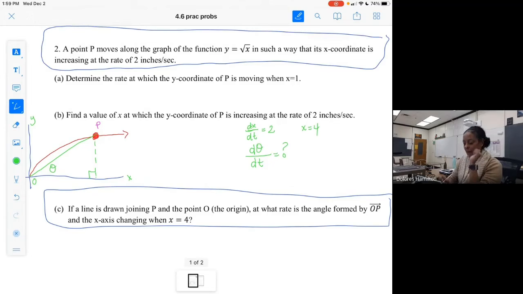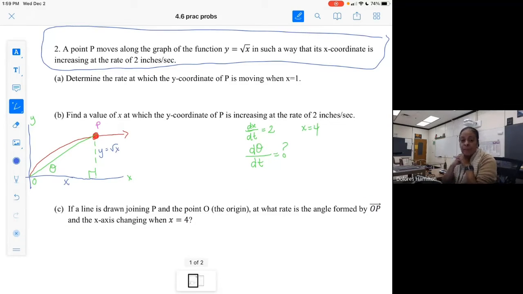So here's what we can do. We can drop that hypotenuse, and we can label the two sides of that triangle in terms of x and y. And then since we knew that y is root x, that helps.